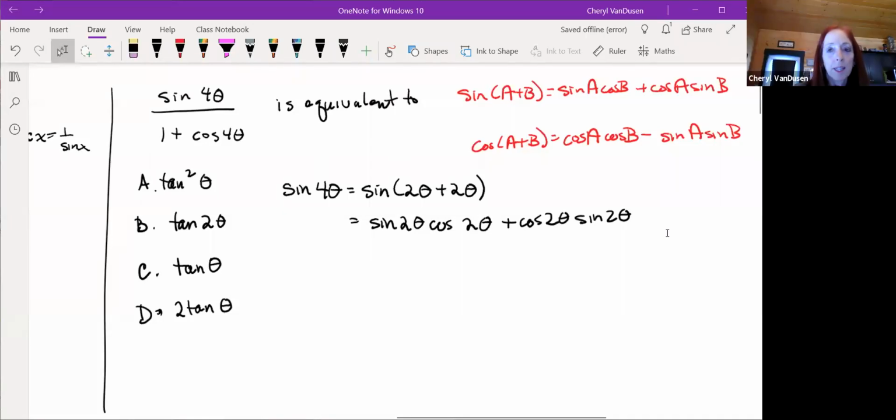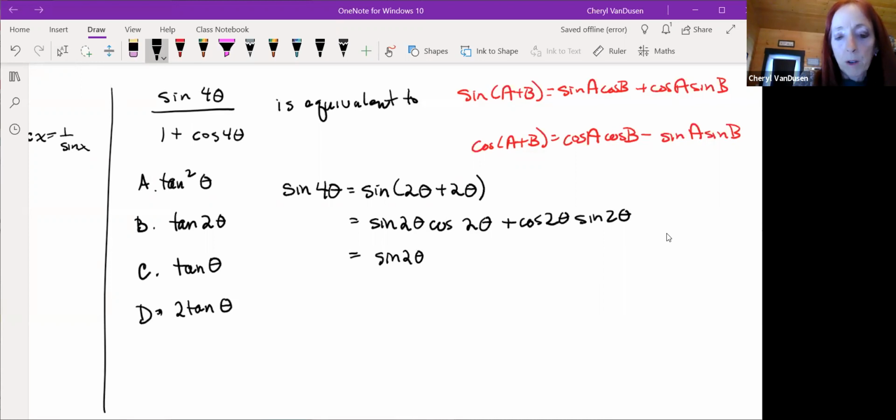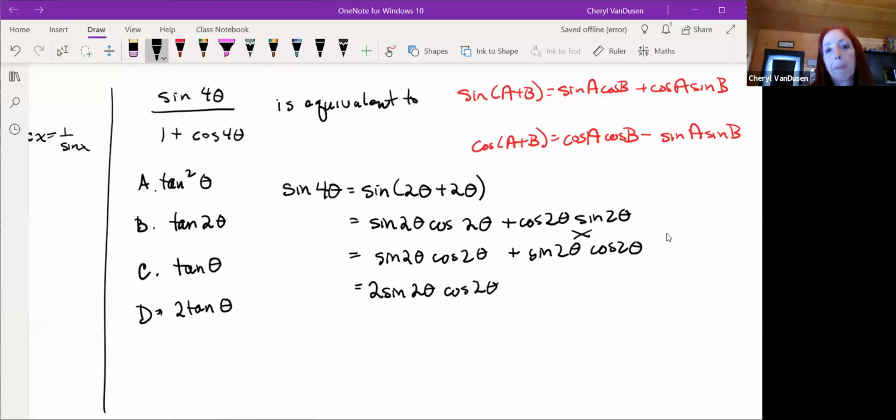Okay, so when we're looking at this, do you notice that if I do a little reorganization, we actually have identical terms here? If I do sine 2 theta cos 2 theta and just leave that, there's no reason that I can't write this as sine 2 theta cos 2 theta back here, just reorganizing, right? Cos times sine and sine times cos, same thing. So this I could rewrite as 2 sine 2 theta cos 2 theta.